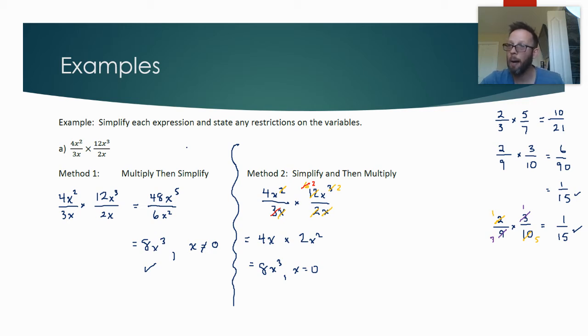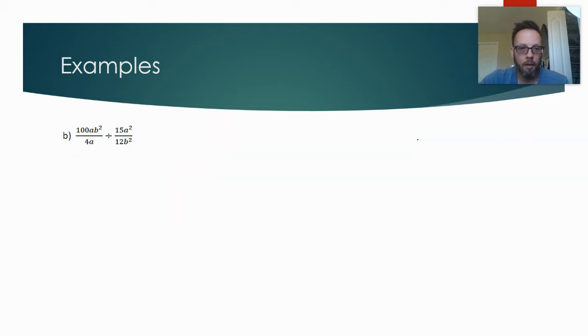But yeah, those are options for you. Ultimately, you can do what you're comfortable with. As you see on the right with fractions, you can multiply and then simplify, or simplify and then multiply. It works the same way with rational expressions. Pick the method you like best. Let's do a division example.